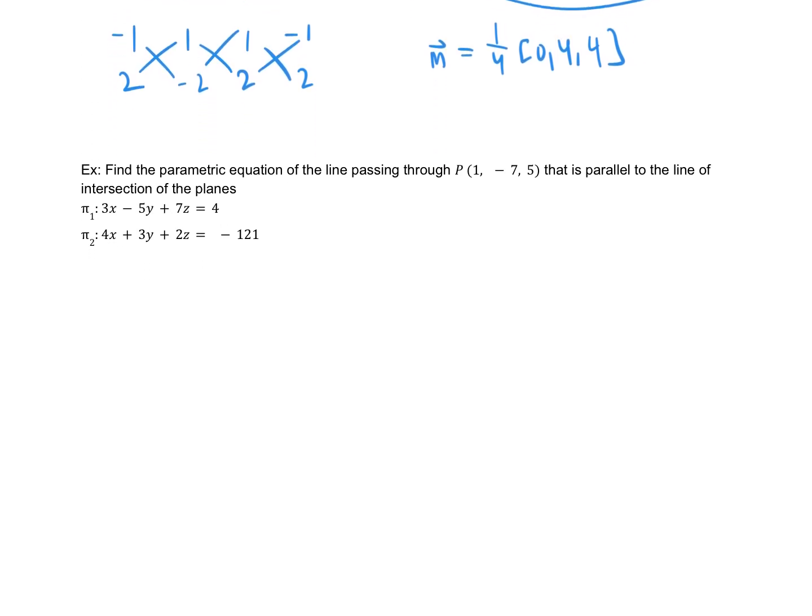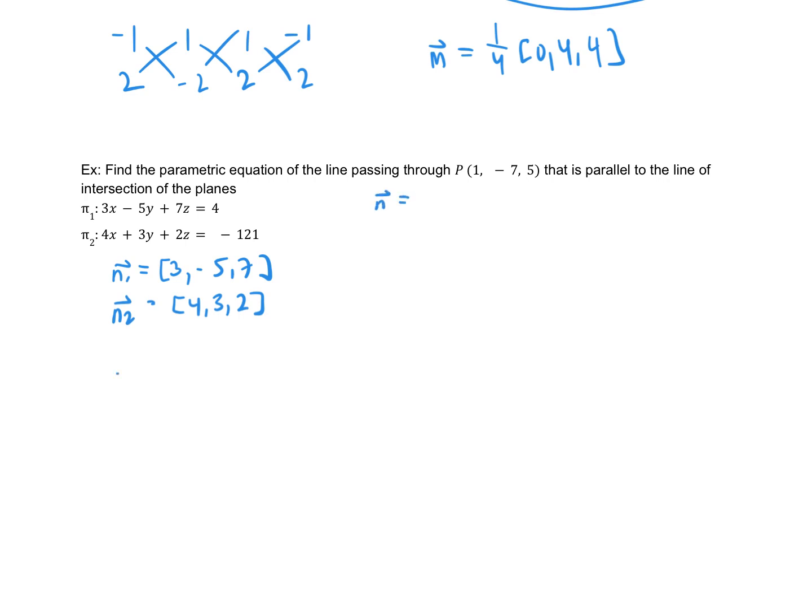Finally, find the parametric equation of the line passing through this point that is parallel to the line of intersection of the planes. Now, the long way to do this would be to find the line of intersection. But if we want to be parallel to that line of intersection, we just need a vector that is collinear to the direction of our line. And what did we just find? That if we take the cross product between our normals, we will get a collinear vector. So let's give that a try. And this is just to speed it up, which we always want to be more efficient if we can.